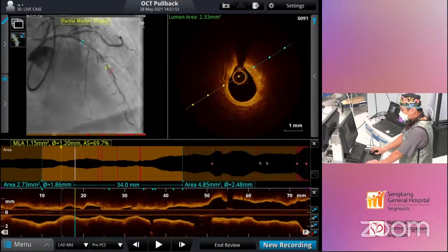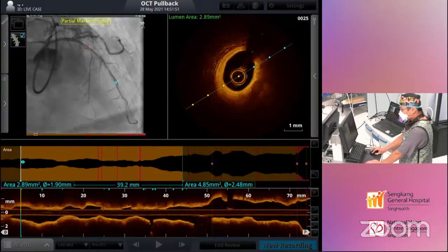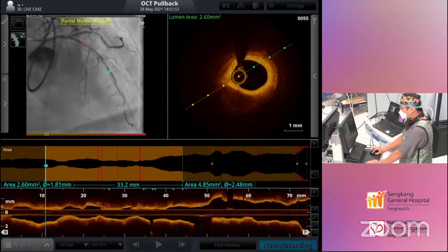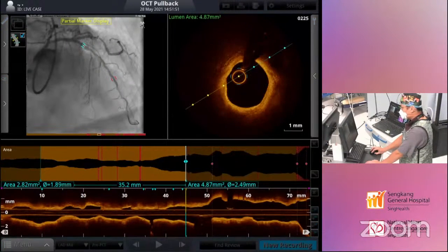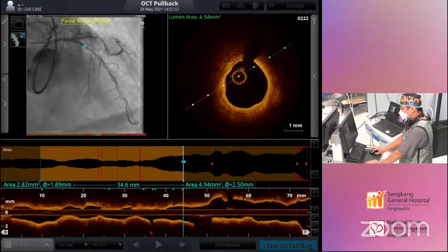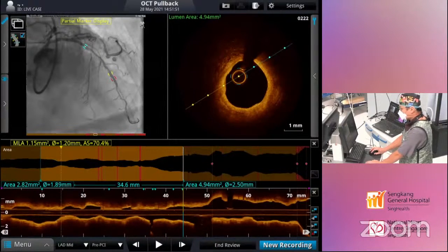So if we look at this bar over here, you can pull the margins, so you can adjust the margins according to where you think is going to be your landing zone. So this is the distal part, and this is the proximal part. So you can adjust that. And once you've placed the markers where you want to place your stent, a number automatically comes up. This is 34.6 millimeters.